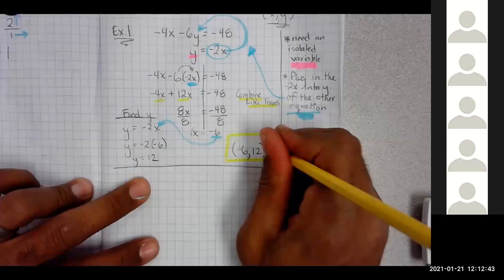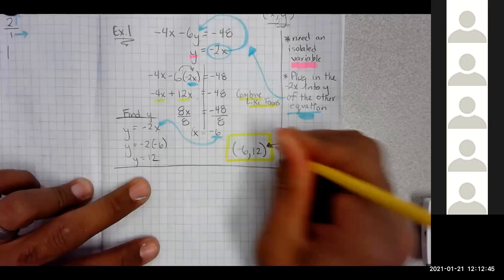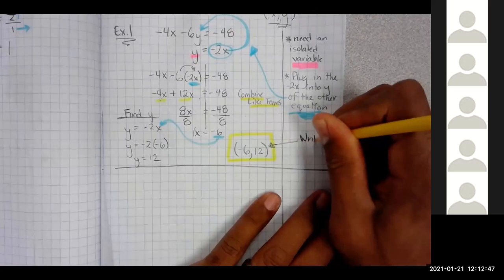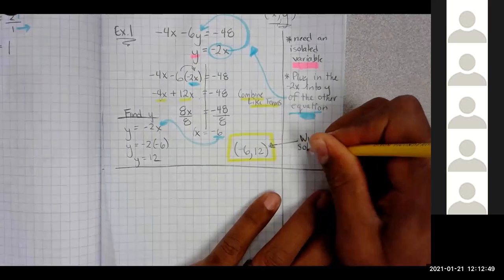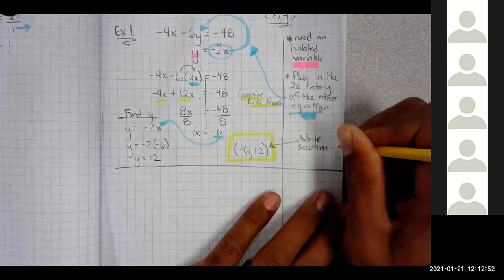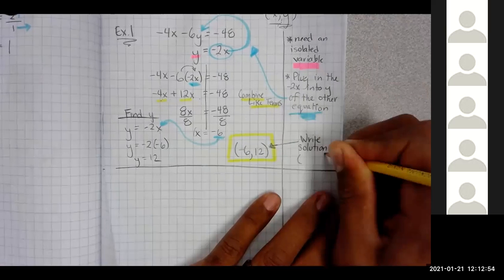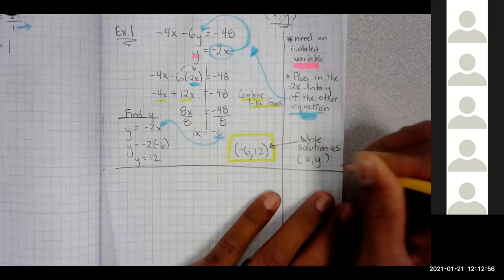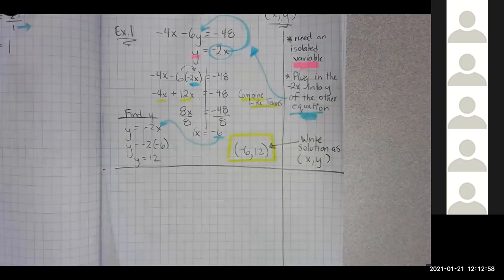So here I'm going to include, write solution as x, comma, y with parentheses. I just want to re-emphasize that again. Okay.